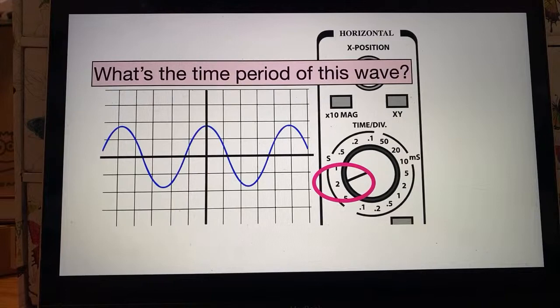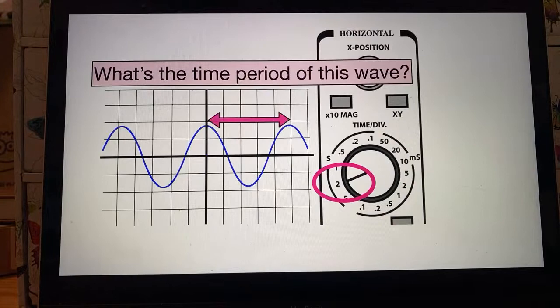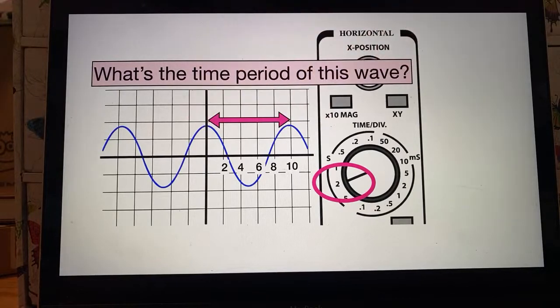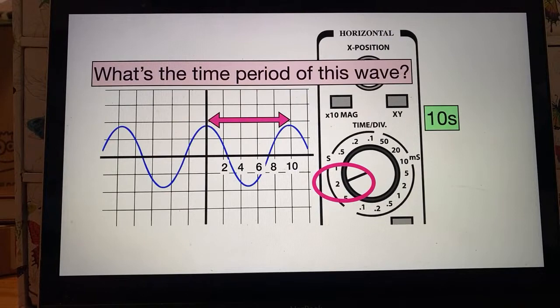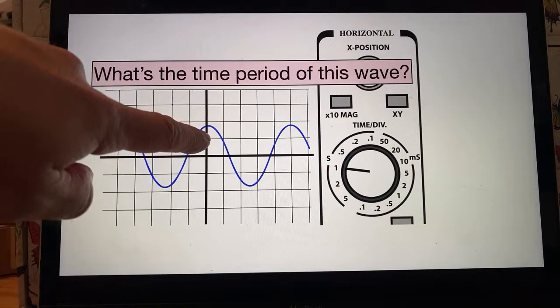Have you done that one? Okay, so this time each line is representing 2 seconds. So this time from peak to peak is 10 seconds. So it's taken 10 seconds to complete one wave cycle. So it looks the same, notice, as the last one, doesn't it? It looks pretty much exactly the same.